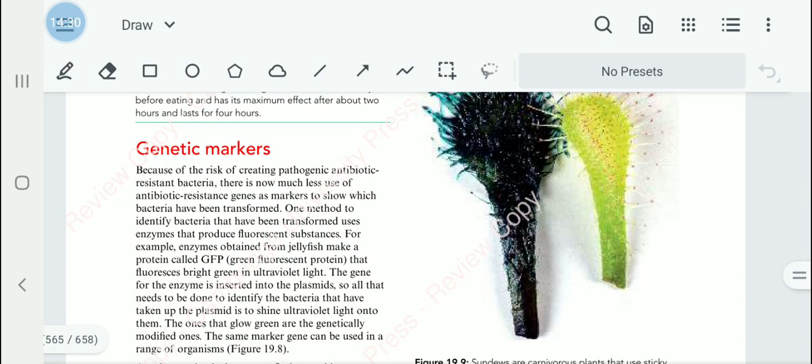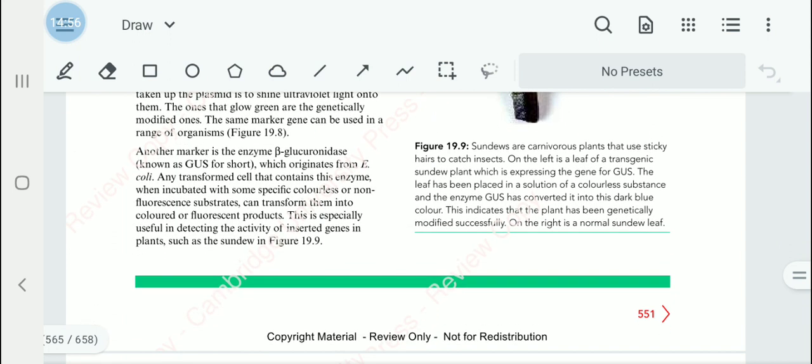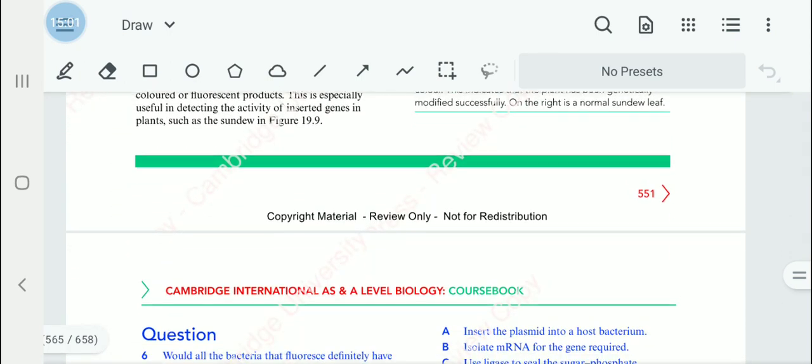Right, so here, if you look at this, sundews are carnivorous plants, and on the left-hand side is the transgenic sundew plant, which is expressing the gene for GUS. It has been placed in a solution of colorless substance, and the enzyme GUS has converted it into a dark blue color. That means the plant has been genetically modified successfully. So that is what you need to understand.